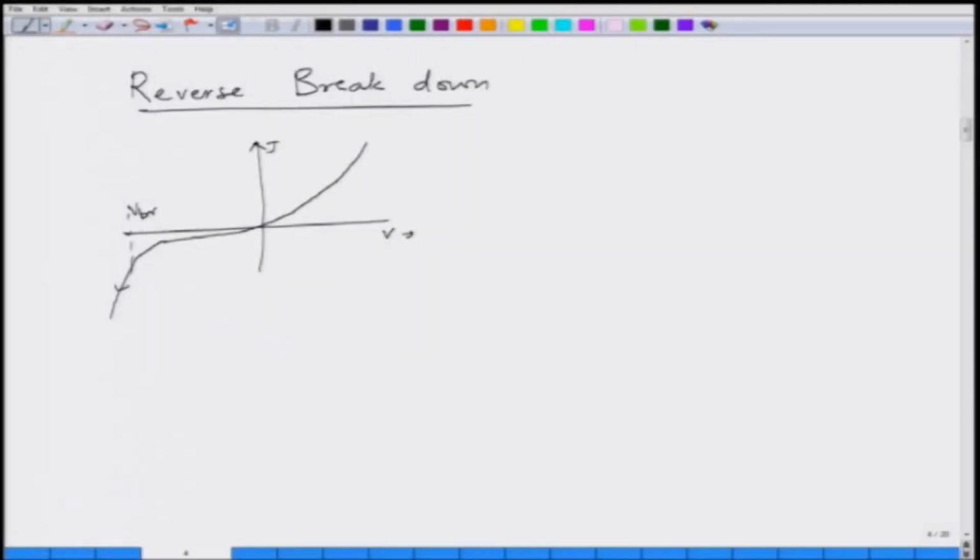This breakdown can happen due to two reasons basically. The first one is known as the Zener effect. The second one is known as the avalanche effect.